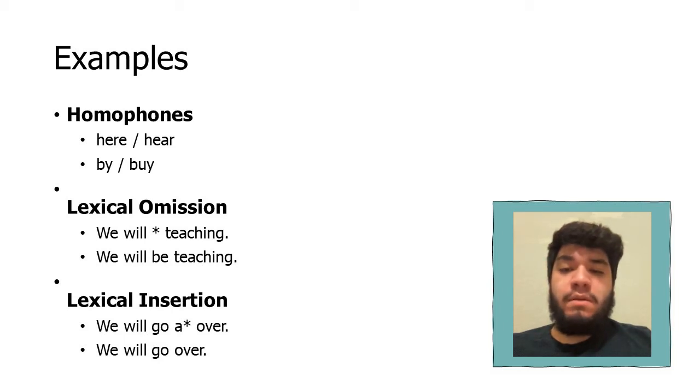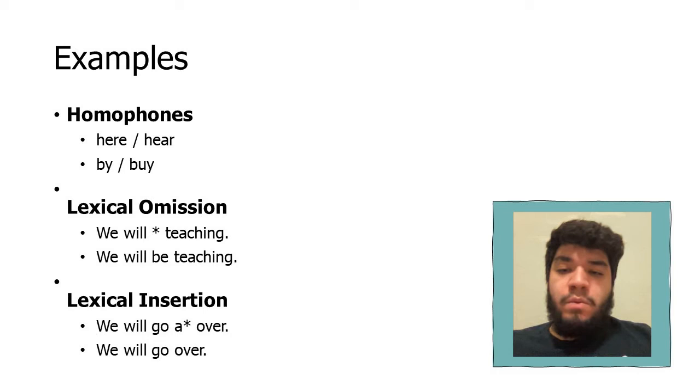Homophones are words that sound the same but are spelled differently, such as here and here, or by and by. It will likely be challenging for technology to know which word is being used in the context of a lecture. Lexical omission is where a word is being completely left out of the captioning. For example, we will blank teaching, as opposed to we will be teaching. Here, the ASR omitted the word be.